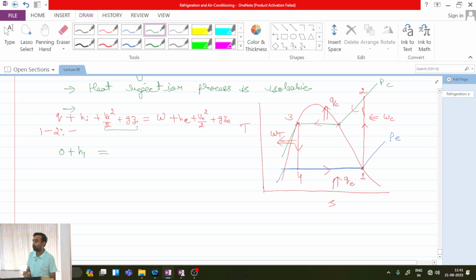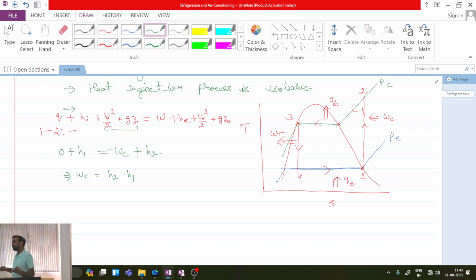Then WC amount of work is done on the compressor. So if it is done on the compressor, I must place a negative sign, minus WC, and plus H2. So from here my WC will be coming equal to nothing but H2 minus H1. Is this point clear? Now you tell me, can I write this H2 minus H1 equal to Cp into T2 minus T1?